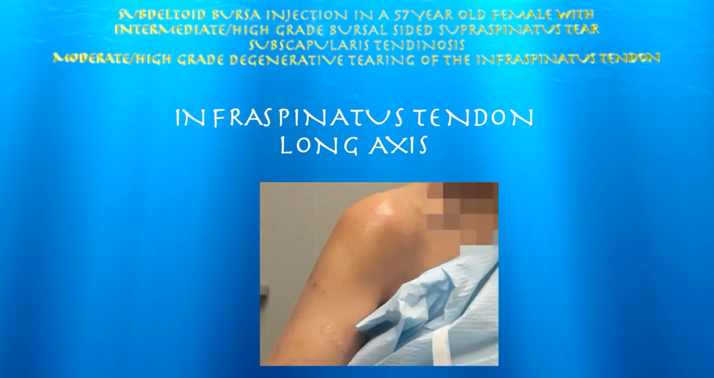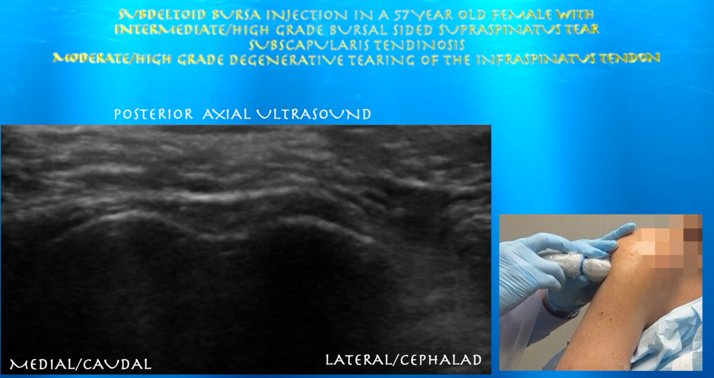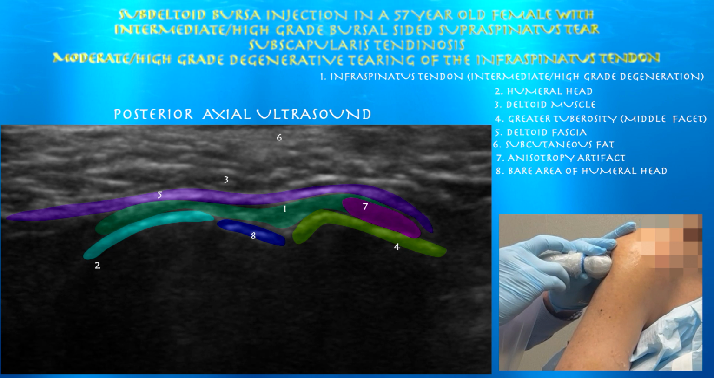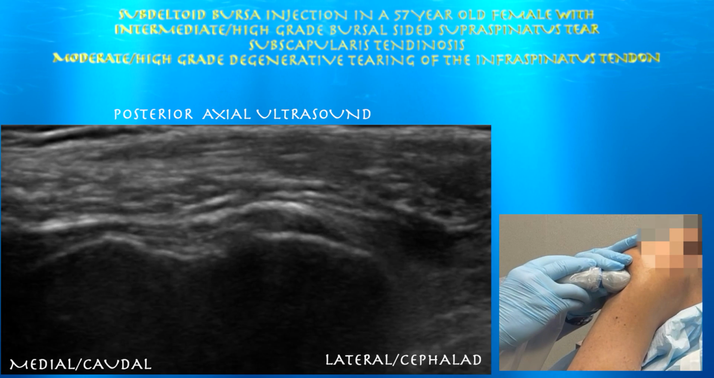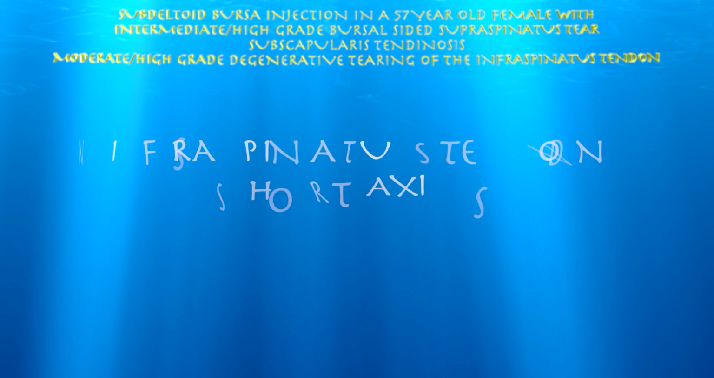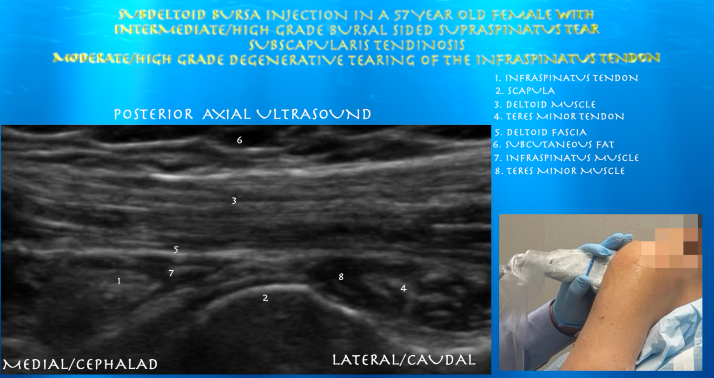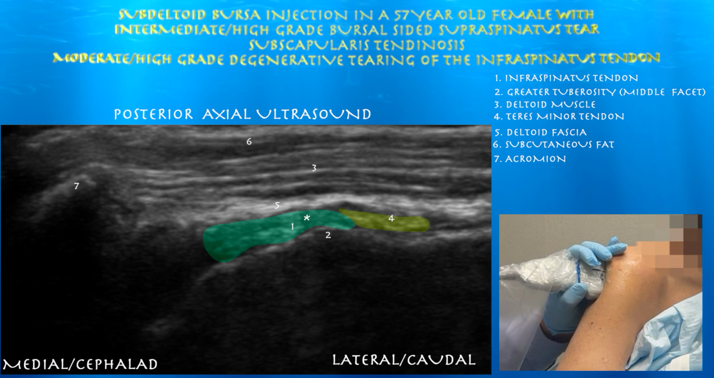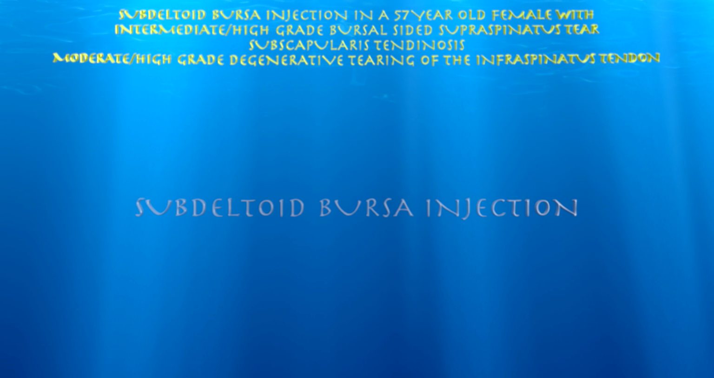Now we're going to look at our infraspinatus tendon. See the humeral head on the left. And here she has a very thin infraspinatus tendon, consistent with degenerative tearing. I don't think it's completely torn. You can appreciate the tendon a little bit better here in short axis. And then as you follow the tendon distally in short axis, you do appreciate an infraspinatus tendon, but it appears quite degenerative and thin as to what I would expect it to normally be.